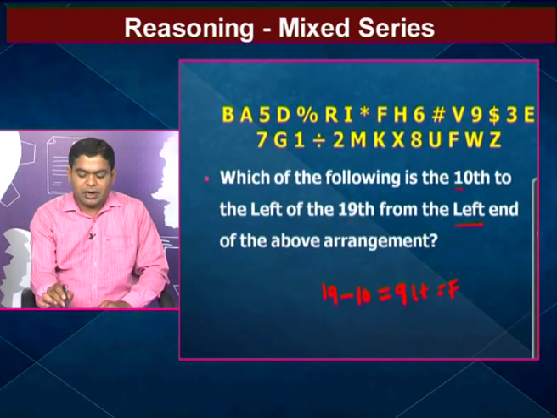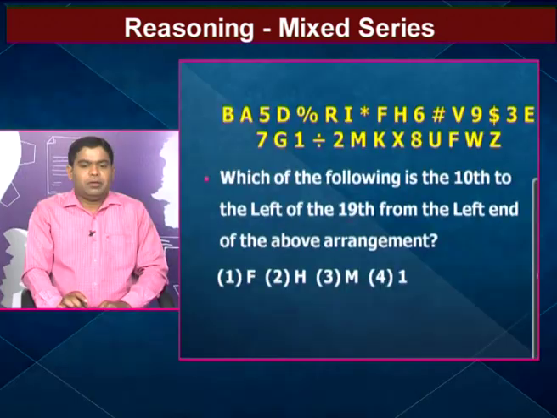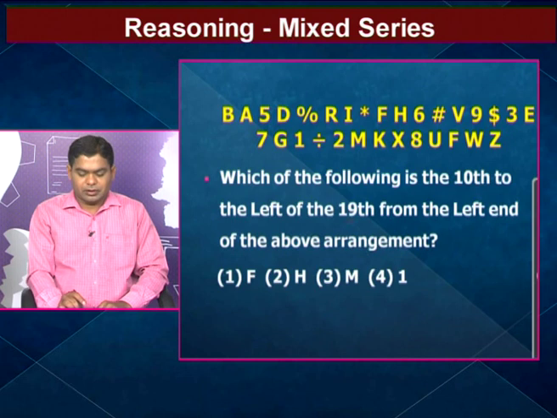Here the third element is 5, the sixth element is R, so the ninth element is F. So the answer is F. We go to the next question. Which of the following is the 10th to the left of the 19th from the left hand of the given arrangement?